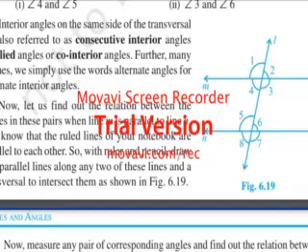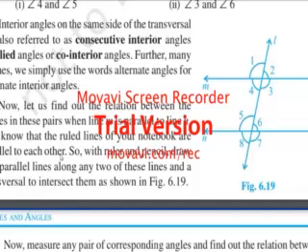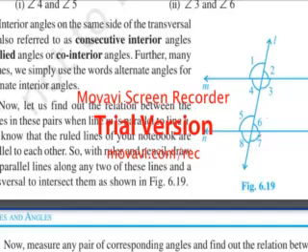When line M is parallel to N, you know that the ruled lines of your notebook are parallel to each other. If you measure the distance between both the lines, you will find it equal at every point, a 90-degree perpendicular line. So with ruler and pencil, draw two parallel lines along any two of these lines, and a transversal line intersecting them as in figure 6.19.